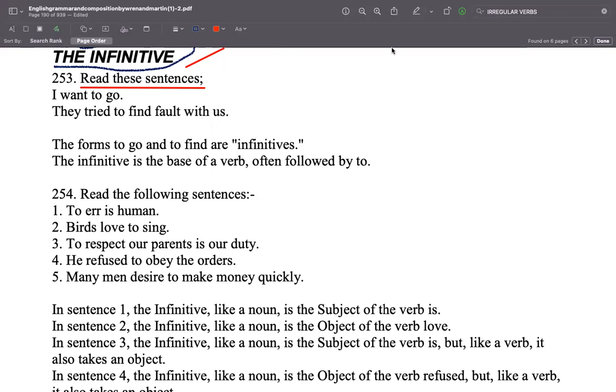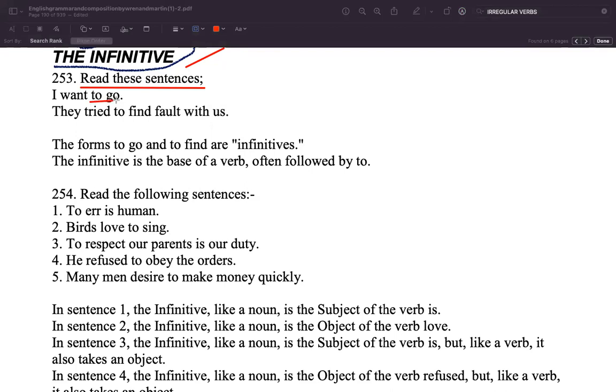Rudra, are you there? Go ahead. I also think it will be fault. No, it should be called to go. It will also be called to find. Always remember, if fault is the infinitive in the second sentence, then what is the infinitive in the first sentence? To go. Yeah, to go. So what is infinitive actually?